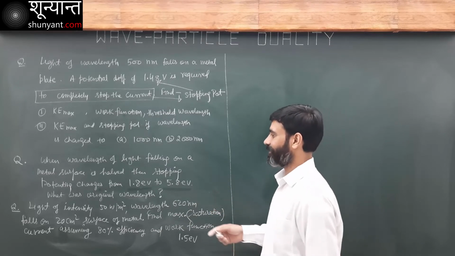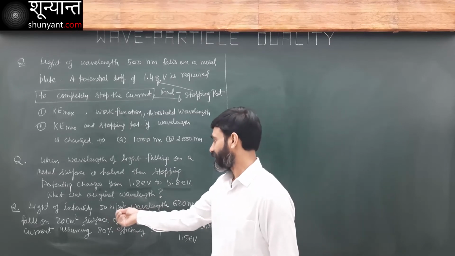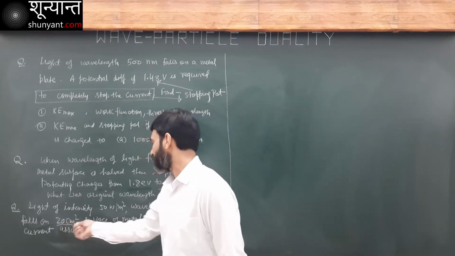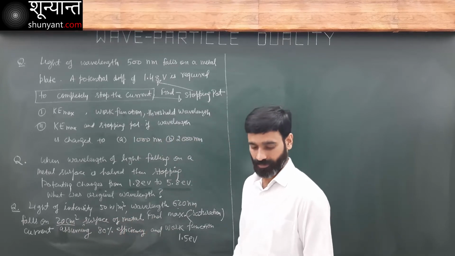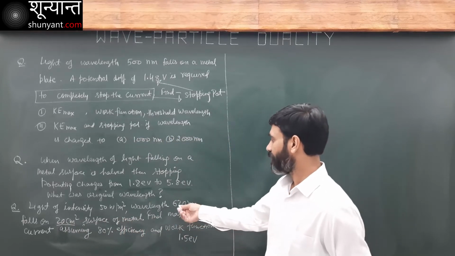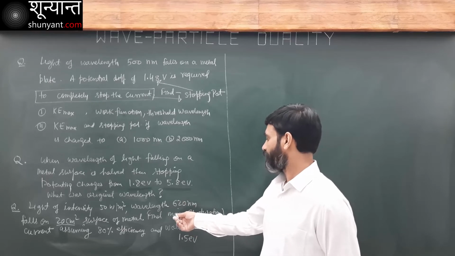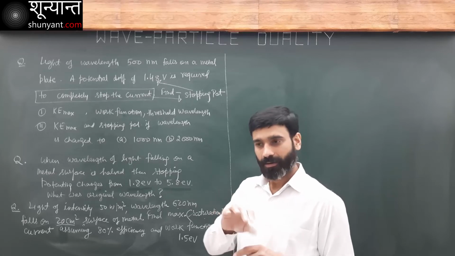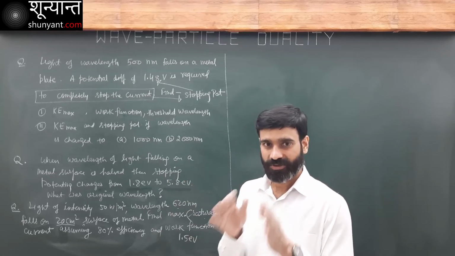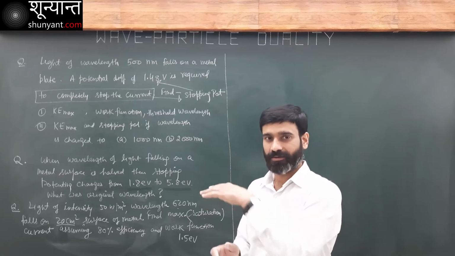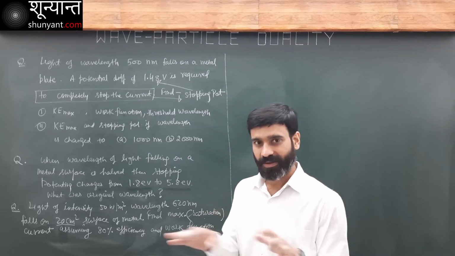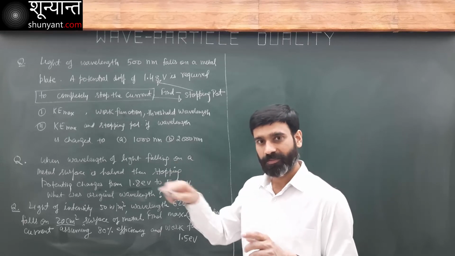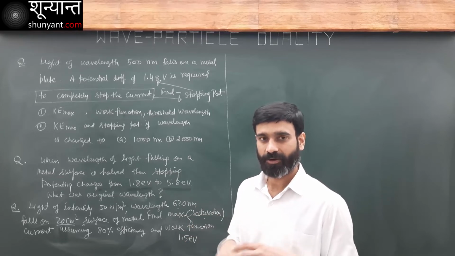Now, next one. Light of intensity 50 watt per meter square, wavelength is given, falls on 20 centimeter square surface of metal. Now, find saturation current. What is the meaning of saturation current? When all of the electrons are attracted. Whatever electrons are ejected, all of them are attracted by the collector. Then the current is maximum. So I have to find that maximum current. That means all of the electrons are able to complete the circuit and be part of current.